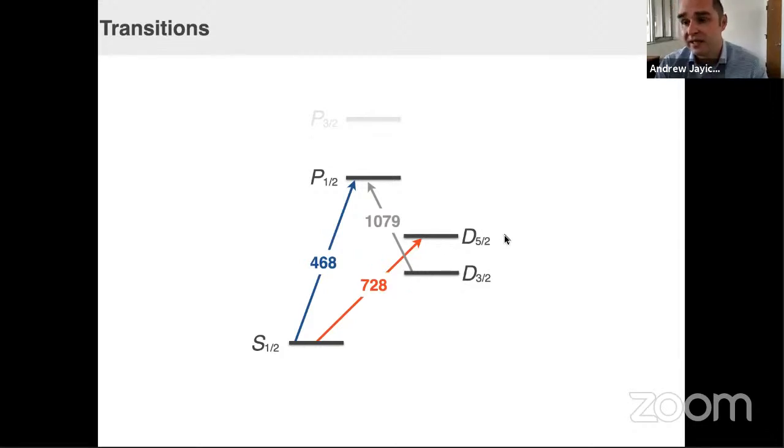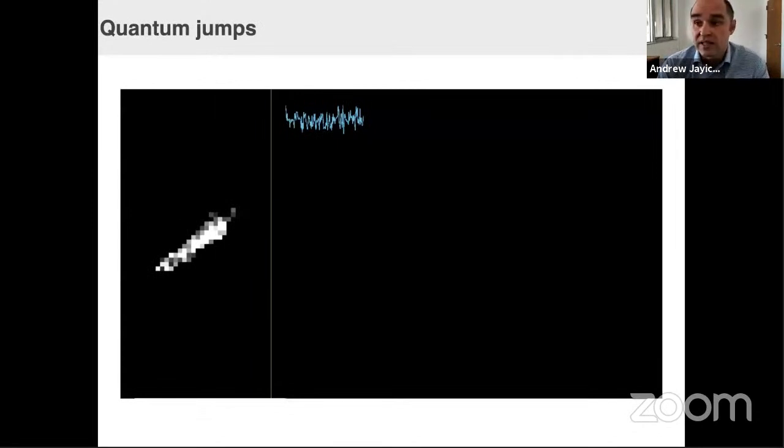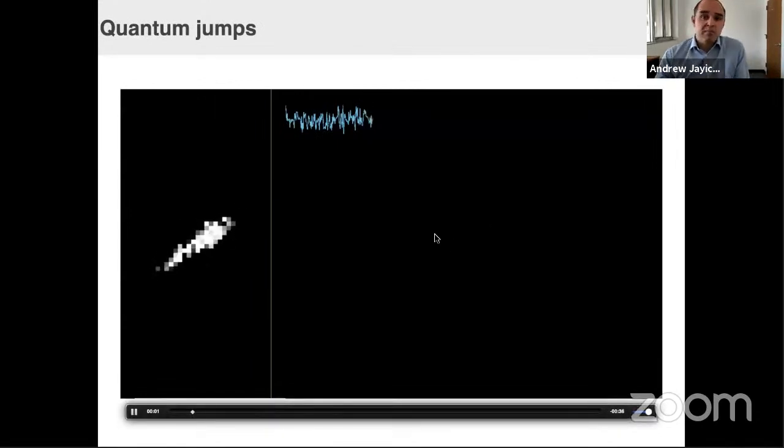The first step is finding it. Here's what that looks like. This is what we see in the lab every day. This is a laser-cooled radium ion where we're addressing it with those two wavelengths. These are the PMT counts.